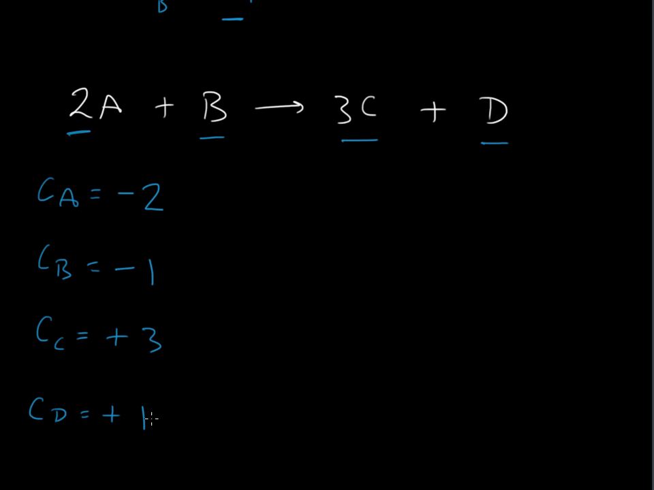Now the next slide, in the next video that'll come along, considers the case where a given species can occur on both sides of the reactant and product side.